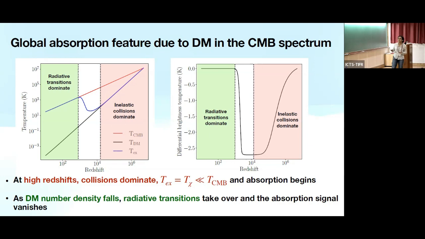So basically, this is the CMB spectrum with respect to a perfect black body. If it is horizontal, it's a perfect black body, but because it's going down, it's going into absorption. Now, as the number density of dark matter falls, radiative transitions start dominating. And then this excitation temperature goes to the CMB temperature. So when this medium and the source have the same temperature, then this absorption signal vanishes. But this will be the story if we just have dark matter and CMB.